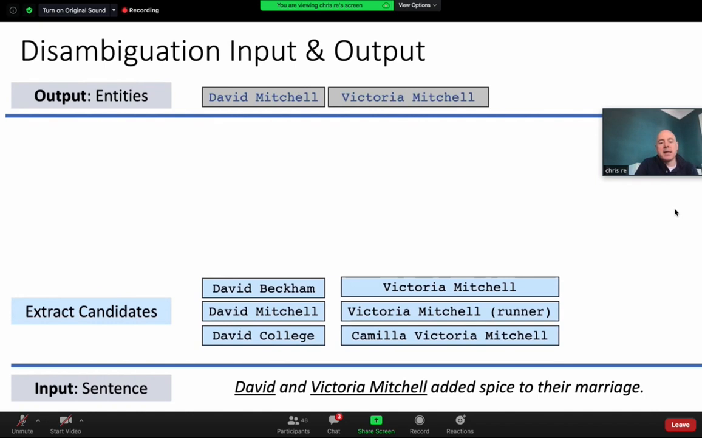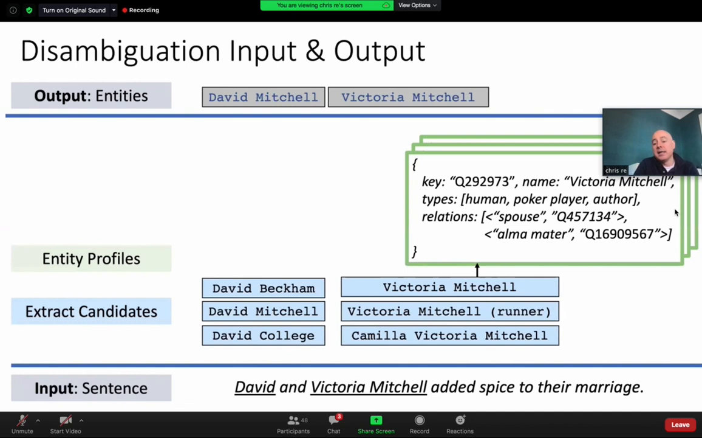Imagine you have this first step done. Now, once you have these candidates, the reason they're significant is that they're tied to information in the knowledge graph. Now you know something about each one of those, and we call that an entity profile. So for example, for Victoria Mitchell, we know that she's a person, we know that she plays poker, that she's an author, we know some relationships, to whom she's married, where she went to school, and so on.